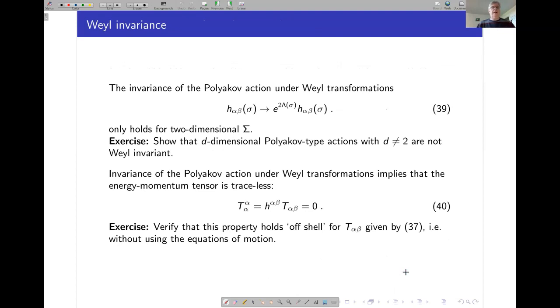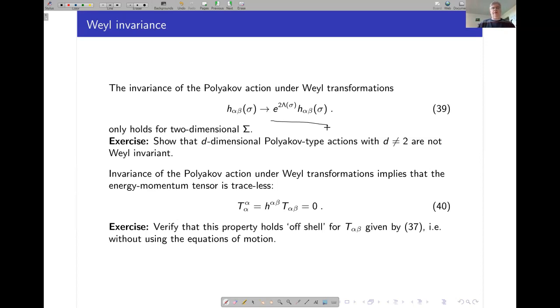Good. Now coming back to these Weyl transformations, just to remind, they consist of multiplying the worldsheet metric by an everywhere positive function. And it's important to note that this does not act on the coordinate sigma, but it's an extra transformation where we just take the worldsheet metric and multiply it by a function. So it's an independent transformation, which is local in the sense that it depends on the coordinate sigma.